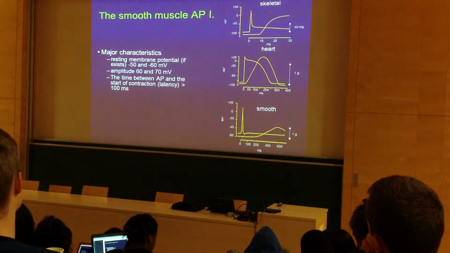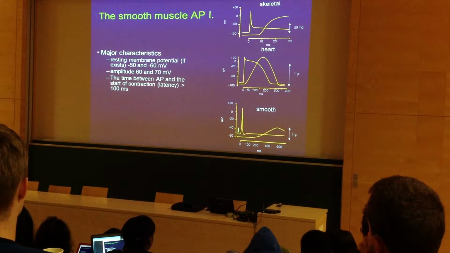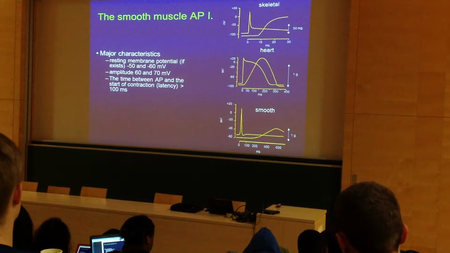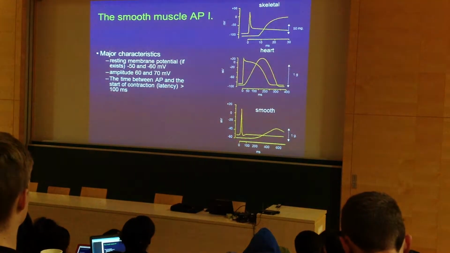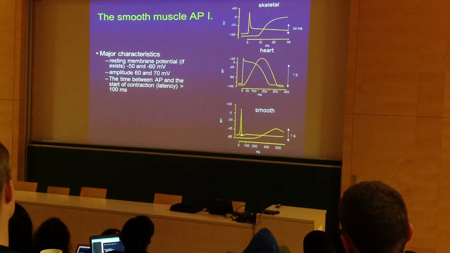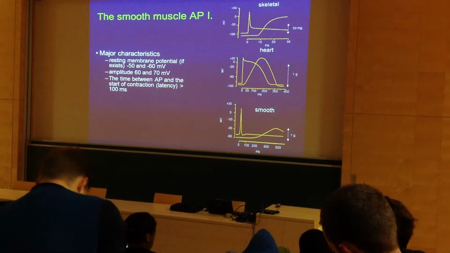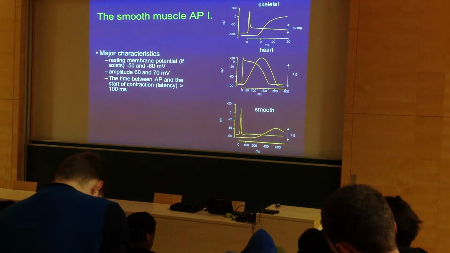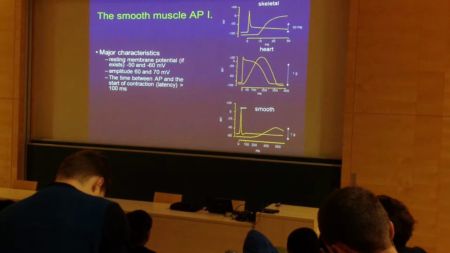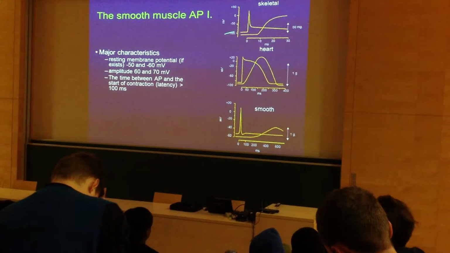Okay, so some similarities and some differences. Obviously you see an upstroke and a repolarization, so you might not be so surprised that this is an action potential. However, please note the resting potential. As compared to striated muscle, smooth muscles have a much more depolarized resting membrane potential. Consequently, the peak of the action potential barely goes above 0. Please note the time scale.